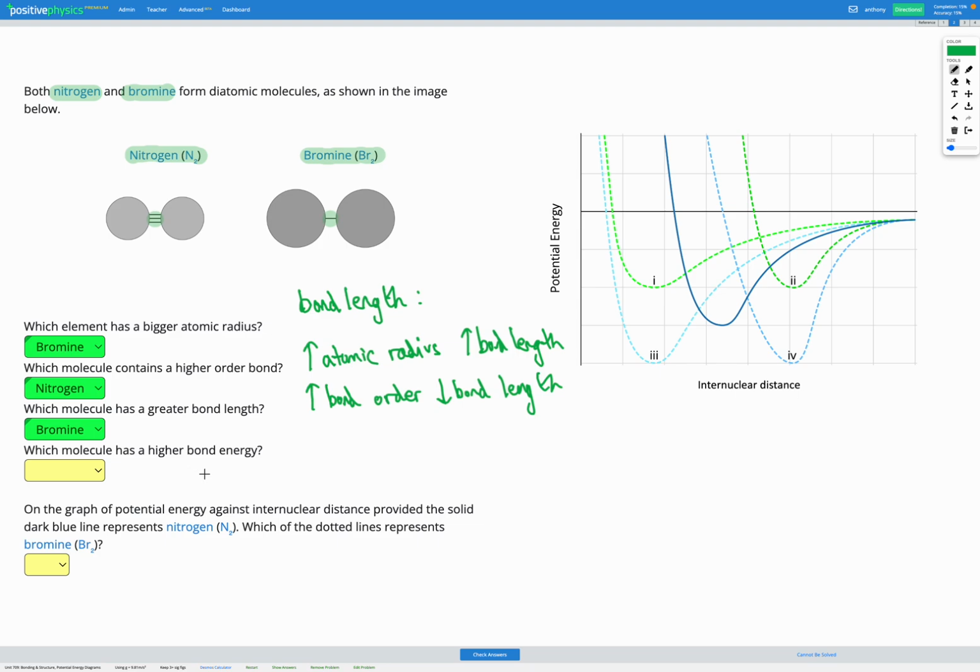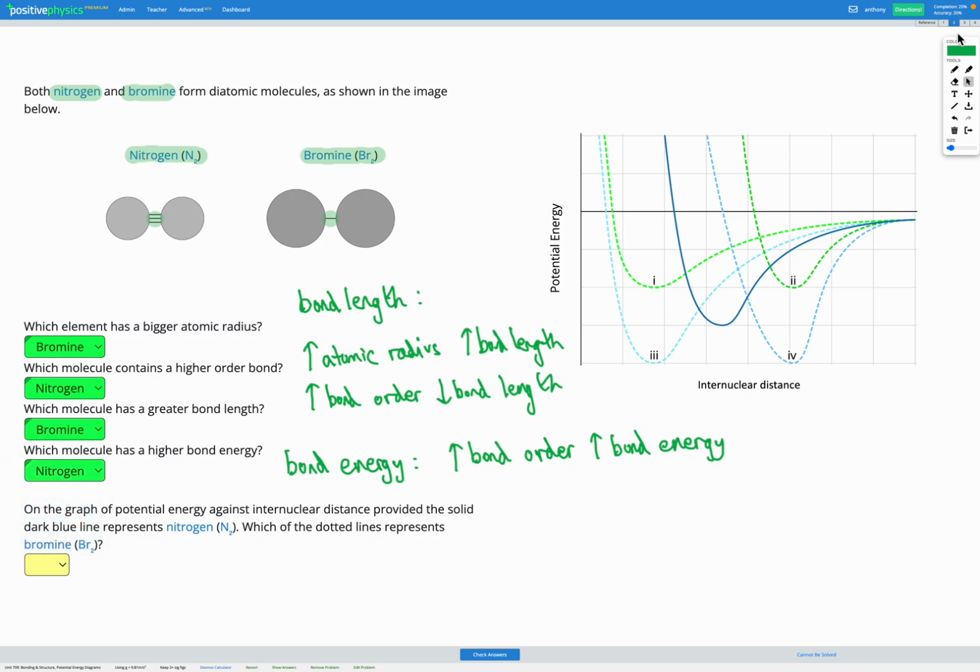Then it asks about bond energy. The bond energy is going to be most related to our bond order. So as our bond order increases, our bond energy is also going to increase. So which molecule has a higher bond energy? The one with a higher bond order, which is nitrogen.